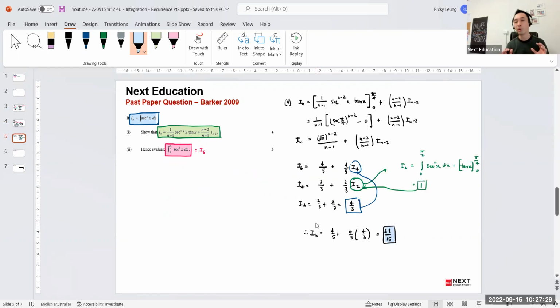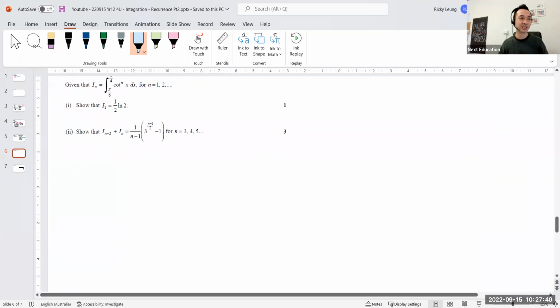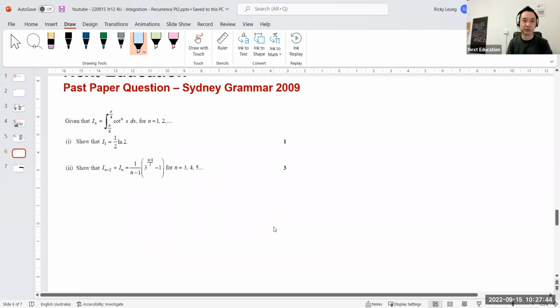Guys, I want to do one more with trig. The next one is actually a bit of a hack in that you don't actually use your traditional way of doing your recurrence, right? It's to do with cot. So the way we approach this question is a little bit easier than you'd use. Let's have a look. Sydney Grammar. So there is my integration statement there.